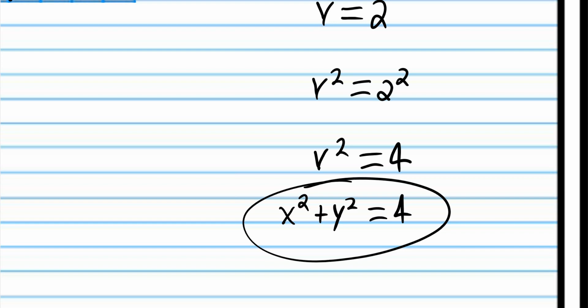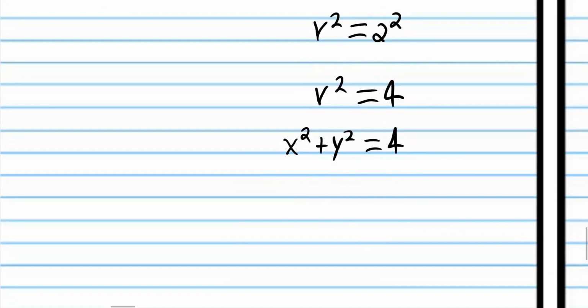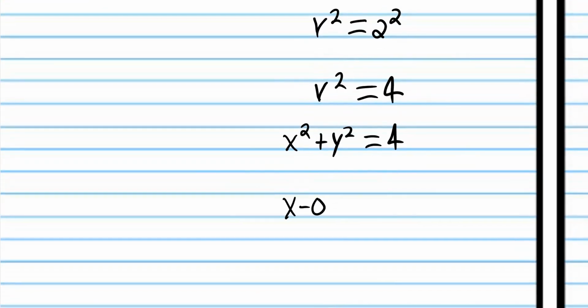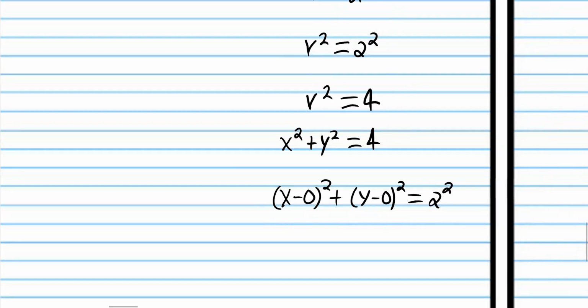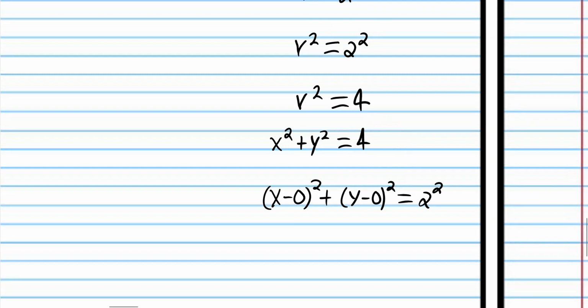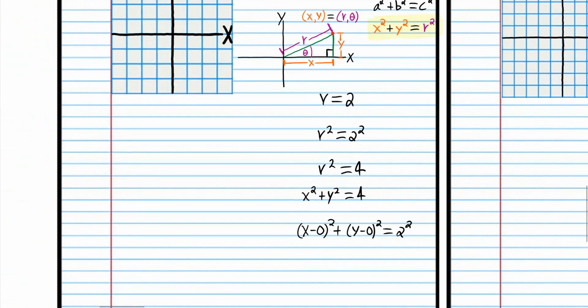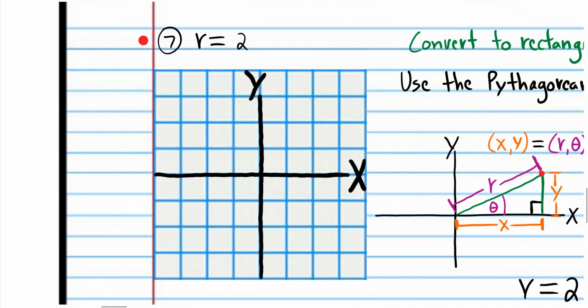And this should be somewhat familiar to you. That's the equation of a circle. You can put it in standard form, or think of it as standard form if you write x minus 0. And remember, r squared is equal to 4. So we see the radius is 2, and the center of the circle is 0, 0. So you don't have to do that math. You just have to remember that r equals 2 is the equation of a circle. So now we draw the circle, and we're done.